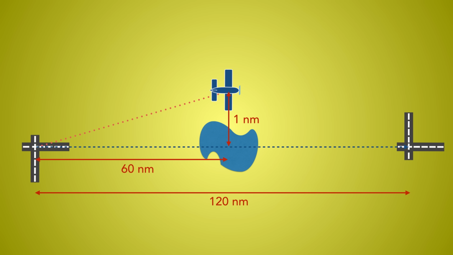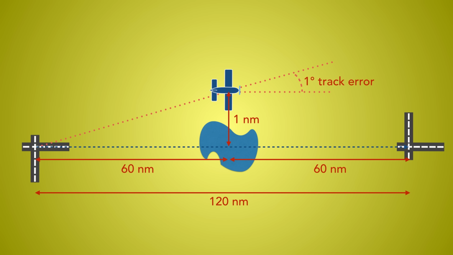mile off track, your track error is 1 degree. This means that if you change your heading by 1 degree to the right, you will be flying parallel to your planned track. But you still have 60 miles to go and you need to arrive at your destination.